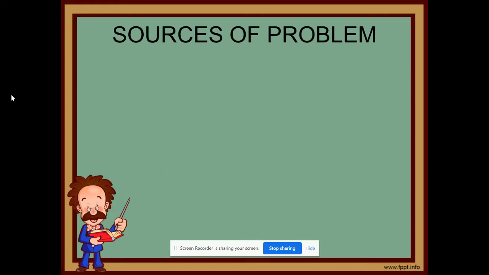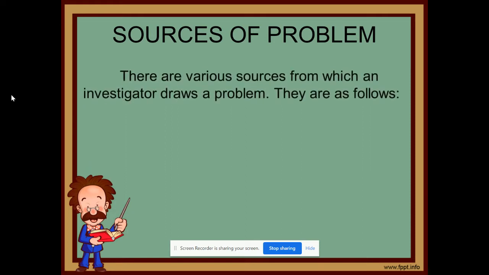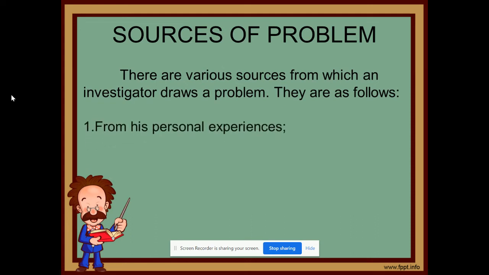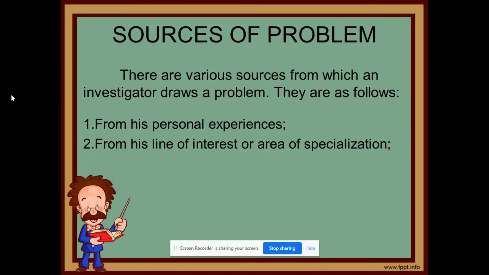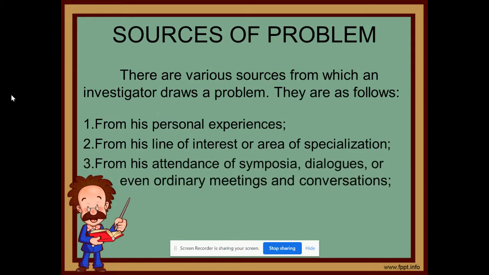Next, where are you going to get your problem? Meaning, the sources of problem. There are various sources from which you as an investigator draws problem. They are as follows. First, from your personal experiences. As writers and as adult, you have so much encountered experiences. What are these experiences? Experiences of difficulty, experiences from your profession, experiences from your life, experiences in the society, and others. Next, from your line of interest or area of specialization.